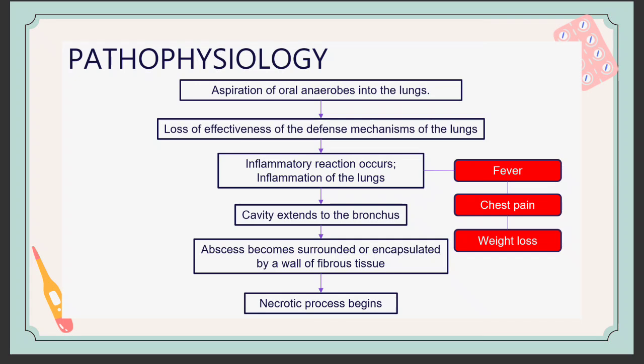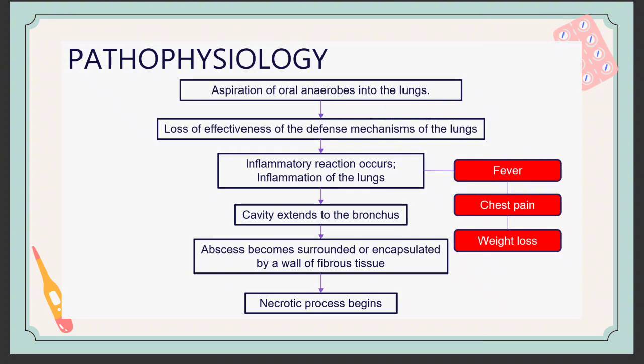innate host defense. And once there is a loss of effectiveness of the defense mechanisms in our lungs, then we will have an inflammatory reaction because the immune system fights back, causing inflammation, and so the leukocytes will go to the site of injury together with monocytes, lymphocytes, and neutrophils in order to fight back the bacteria. So of course, since our immune system fights back, we will have fever and chest pain and weight loss.